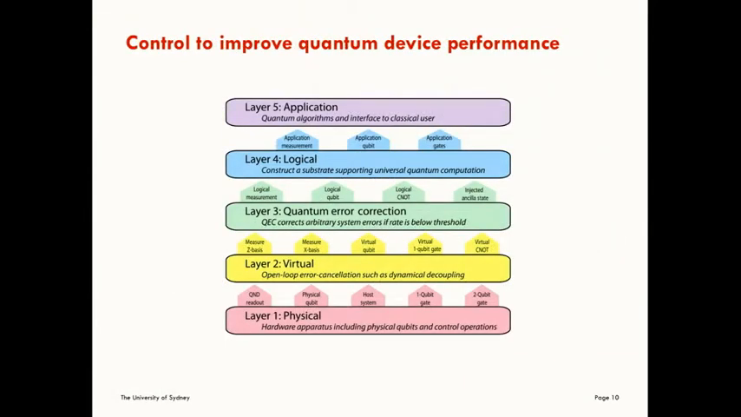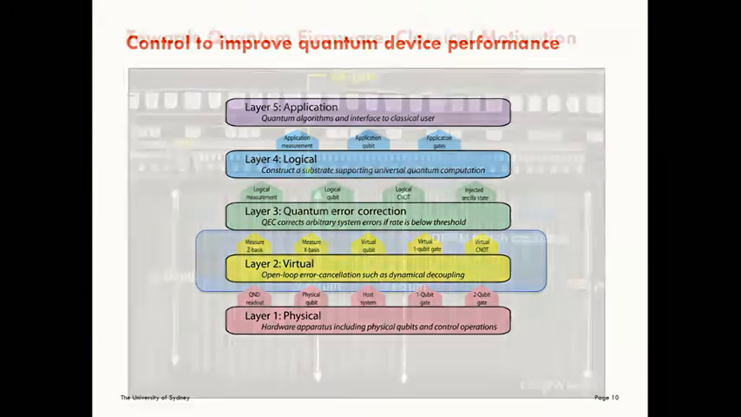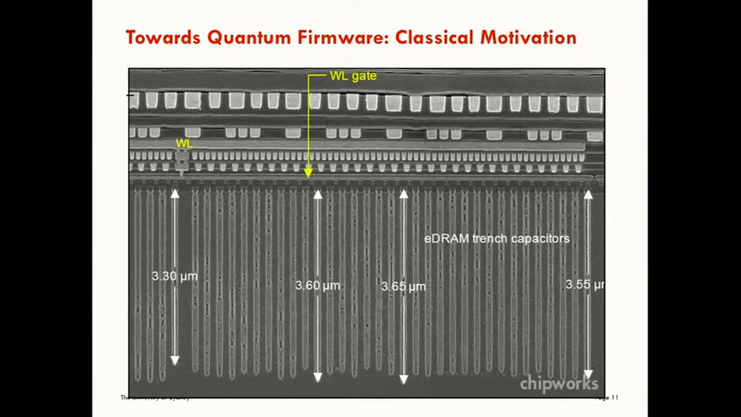irrespective of anything else? So now I want to step up from the physical layer to this so-called virtual layer, where we talk about control and how control can be deployed to address this specific problem. How can we improve the performance of quantum hardware using control? The specific example that I like here is one that's very familiar in computer engineering. This is a cross-section micrograph of DRAM.